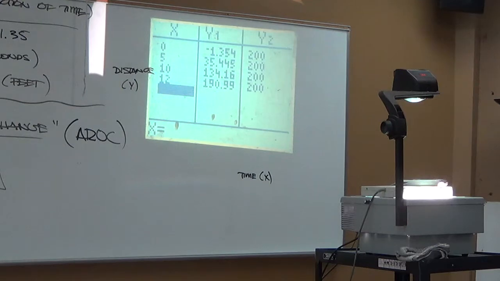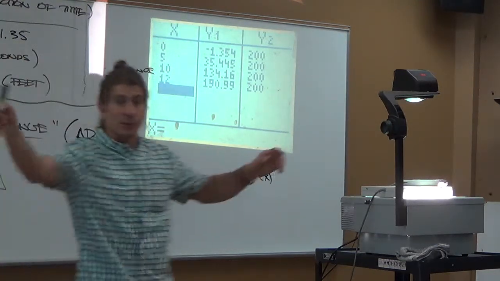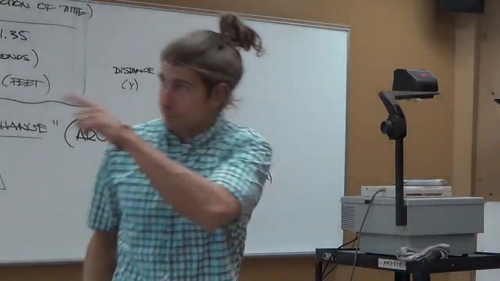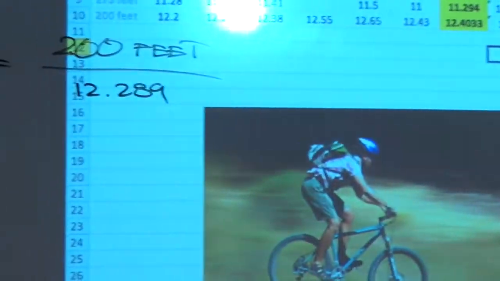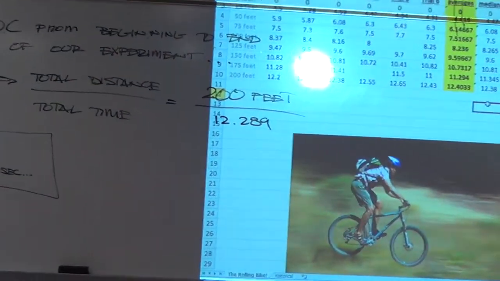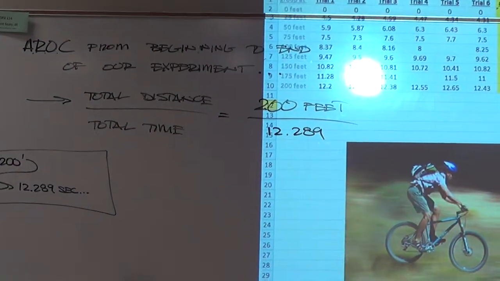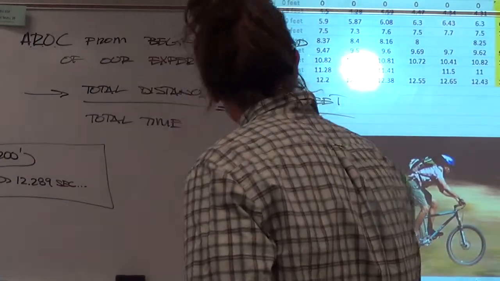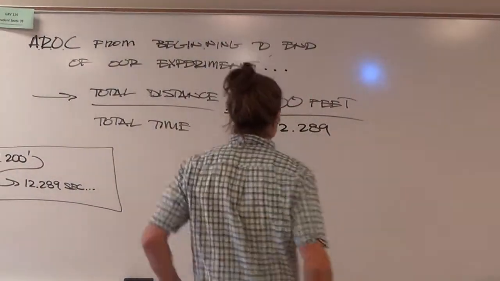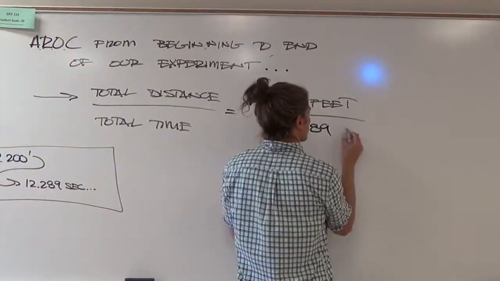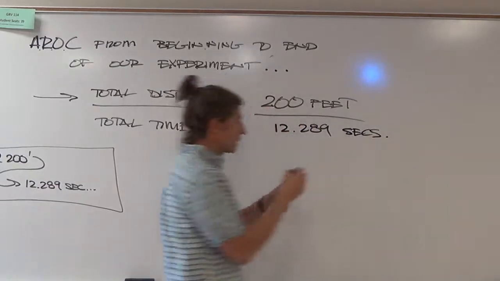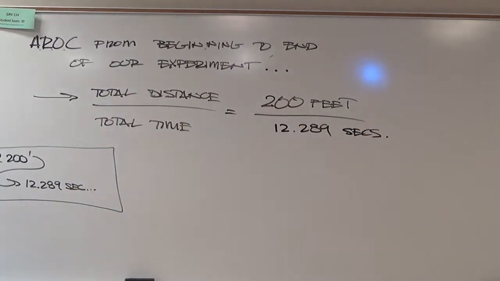Okay. Now, here's what I want to know. Let's go back up to the front. Turn the computer screen off for a second, because I want to talk about that 200 feet over 12.289, and I apologize. That should be seconds. I forgot a unit, but it doesn't make any sense without it: 200 feet over 12.289 seconds.